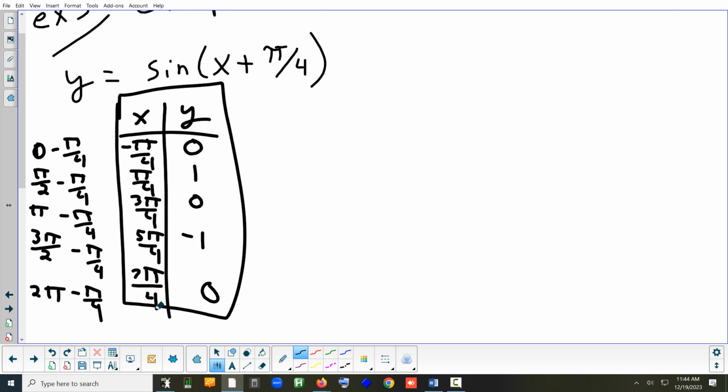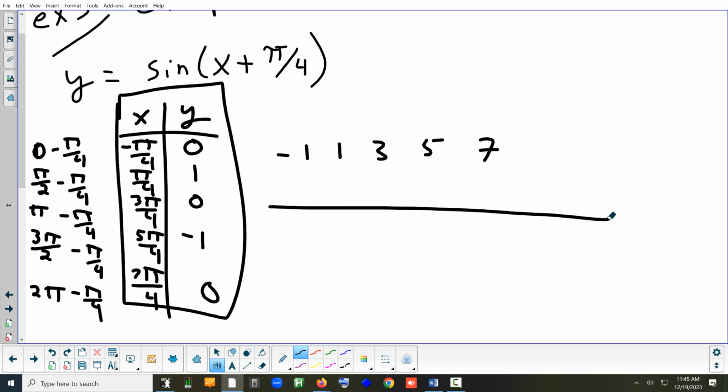If you notice in the numerator: negative 1, 1, 3, 5, 7. The next one would be 9 pi over 4, 11 pi over 4, 13 pi over 4. So once you start to get the pattern, you can kind of go off. Now, look at the numbers of the numerator: negative 1, 1, 3, 5, and 7. Let's say I was going to put those numbers on another line.